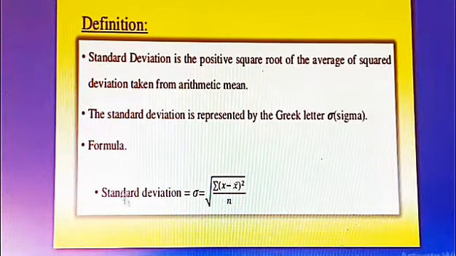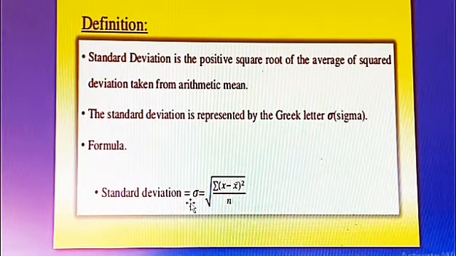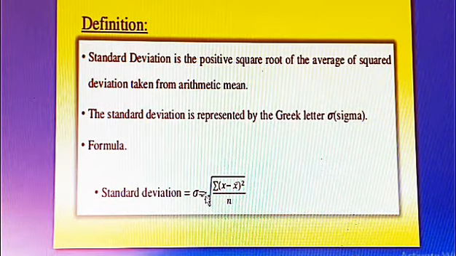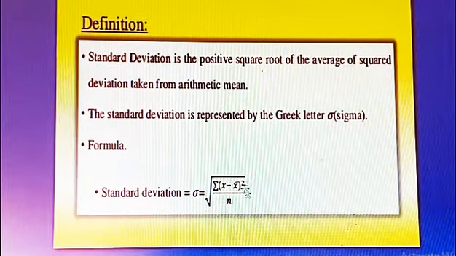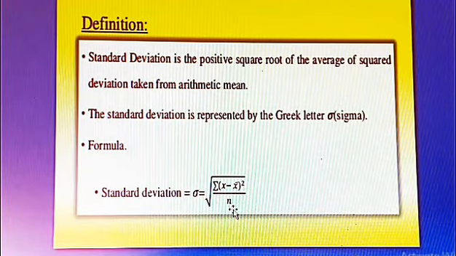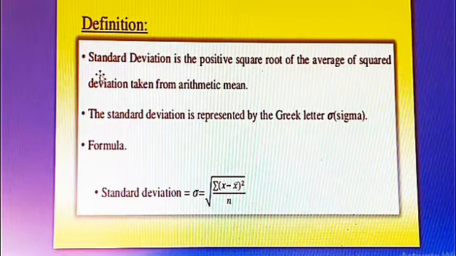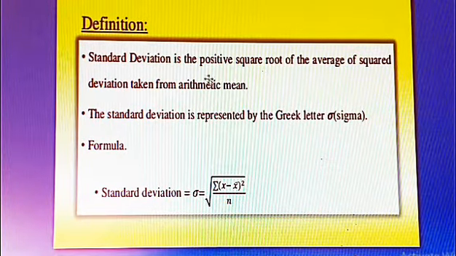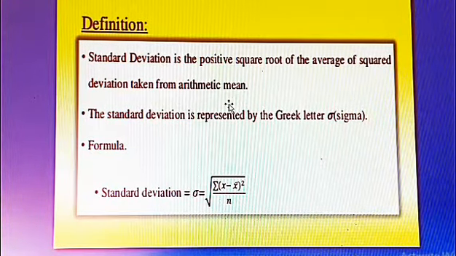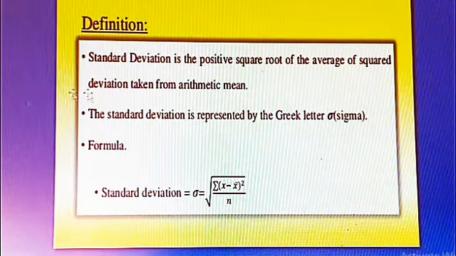If you have raw data, the formula for standard deviation is sigma, a Greek letter, equal to the square root of summation of (x minus x bar) the whole square, the whole term divided by n. What is x bar? X bar is your arithmetic mean. The definition is: standard deviation is the positive square root of the average of squared deviations taken from the arithmetic mean. We'll do a problem based on this.